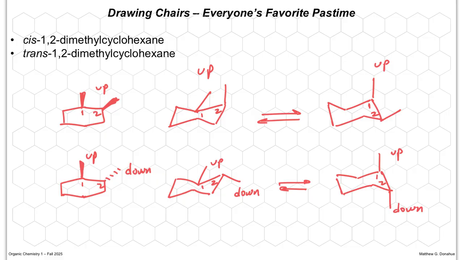So on Wednesday, we'll continue on where we're going to look at these things now with Newman projections to look at the dihedral angles. Is something syn? Is it anti? Is it gauche? And then we'll start stereochemistry as well.